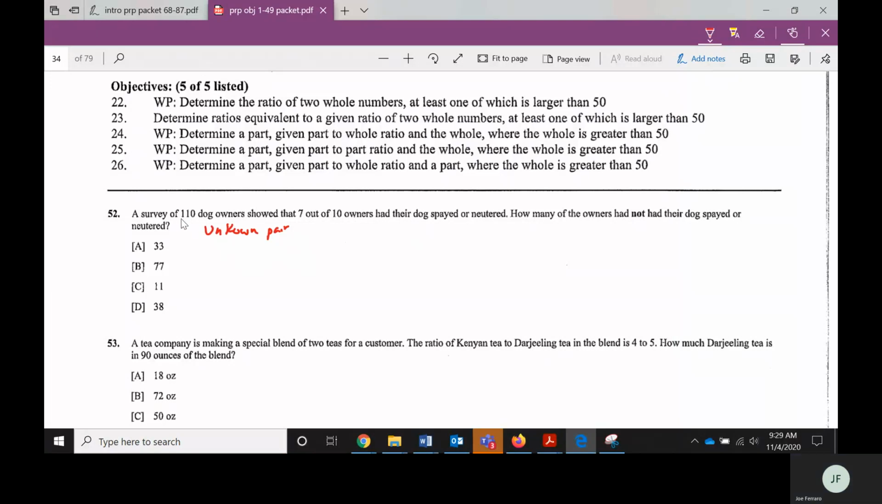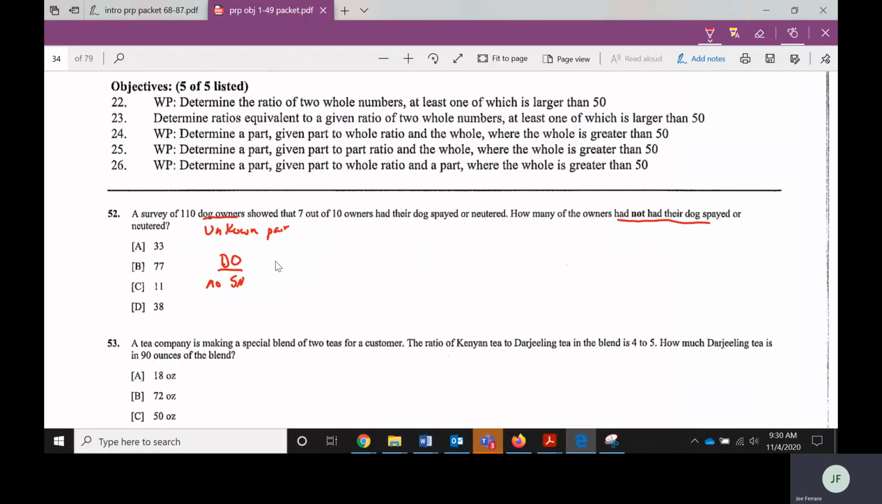So it says 110 dog owners, and what they're looking for in the question is how many had not had their dog spayed or neutered. So the pair that we don't know is going to be dog owners and how many of them had not had their dog spayed or neutered. So that's what I'm going to set up first. I'll use DO for dog owners, and I'm going to write no SN, no spayed or neutered.